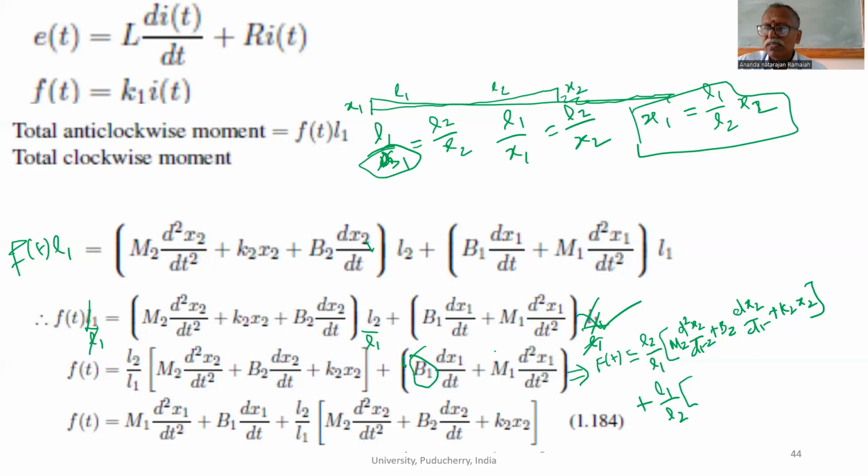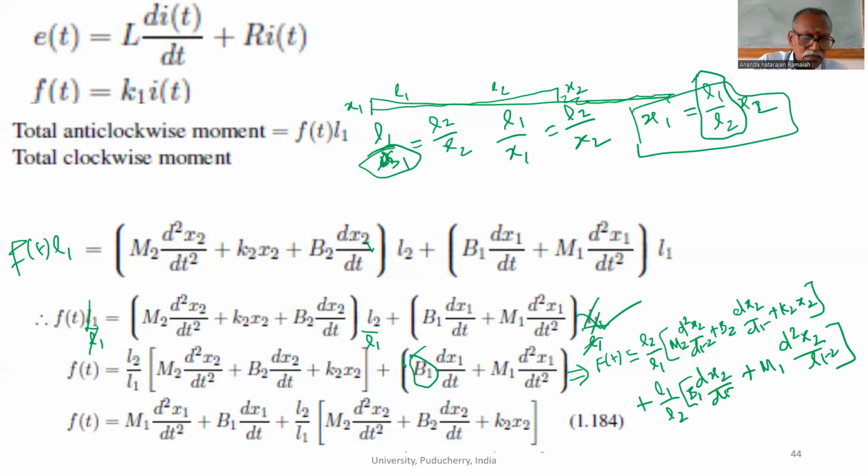We want to write dx2 in terms of x2. Therefore, L1 upon L2, this constant came out. There is no differentiation for a constant. If we differentiate x2, dx2 upon dt, b1 multiplied by that, plus m1 d square x2 upon dt square. So the entire equation is now in terms of x2. Now we can take the Laplace transform assuming zero initial conditions.